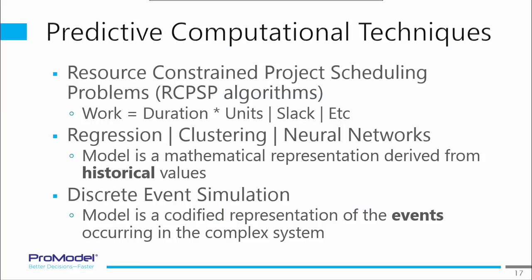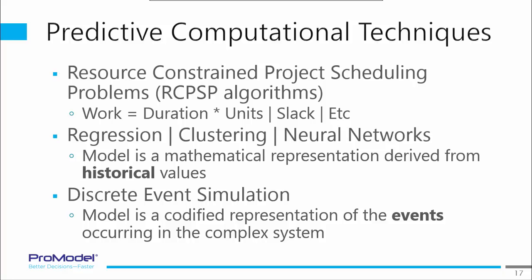I debated not putting this slide in here, because it's very nerdy. But I think the computational technique used is important in this discussion. Most of the PPM suites that are out there today are going to use some kind of RCPSP algorithm. Like in MS Project, it's work equals duration times units. That's the heart of that formula, and some slack. It's a mathematical model. And some of the more sophisticated ones might use regression or clustering or neural networks. Those are models that purely look at the historical and build mathematical models off of the historical information.